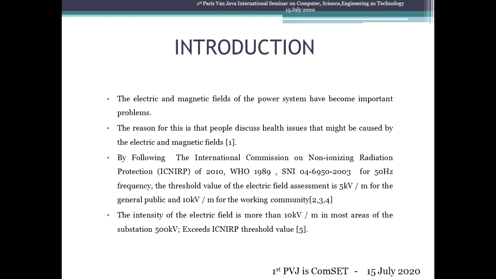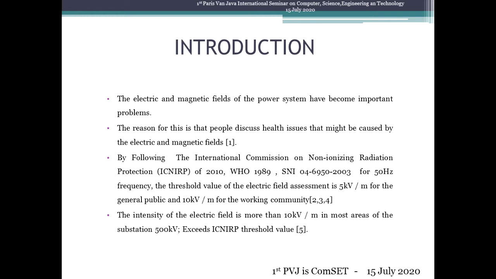By following the International Commission on Non-Ionizing Radiation Protection, ICNIRP of 2010, and WHO 1989, for 50 Hz frequency, the threshold value of the electric field assessment is 5 kV per meter for the general public and 10 kV per meter for the working community.